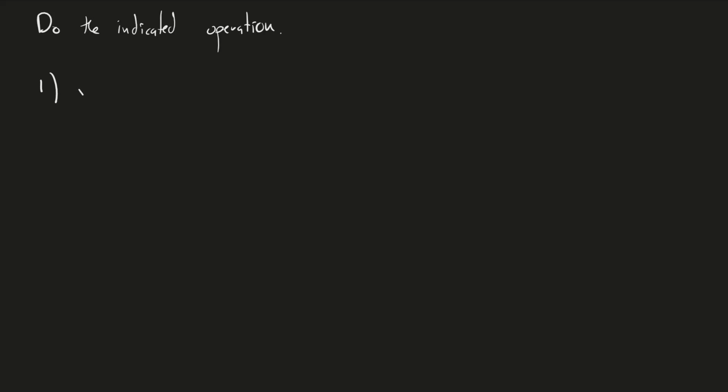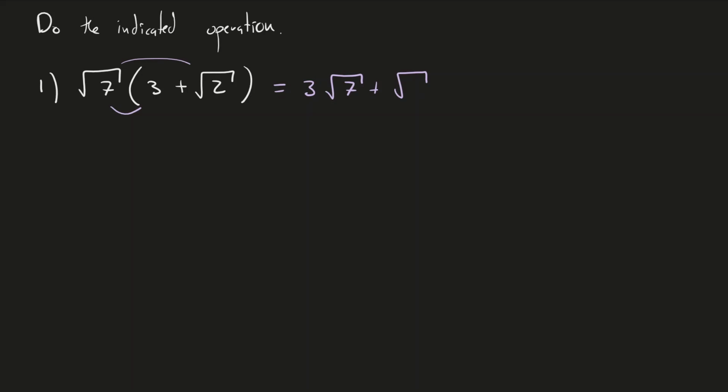So the first one, I'm going to do root 7 times 3 plus the square root of 2. Now in this case, the first thing I notice is that there's some distribution going on. So I need to multiply the root 7 times 3 and the root 7 times root 2. So this is equal to 3 root 7 plus root 7 times root 2.